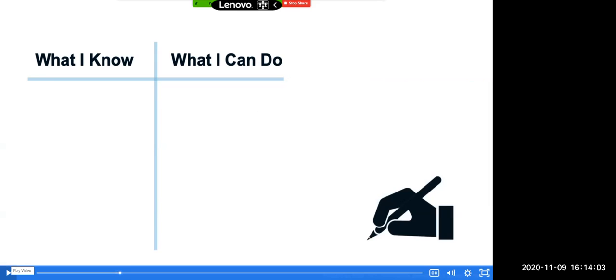Okay, so we are on page 56. We're going to do page 55. That's where we're going to write the question and our response to the question. So let's skip page 55 for now and go to page 56. And we're going to make a T-chart, what I know and what I can do.